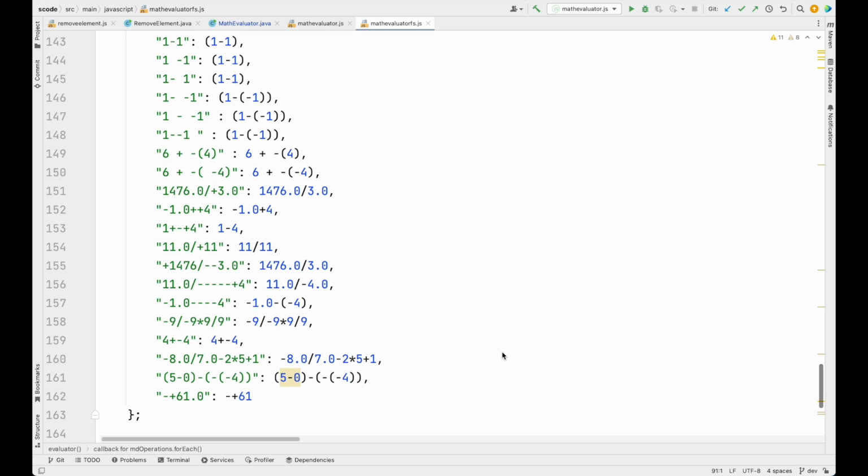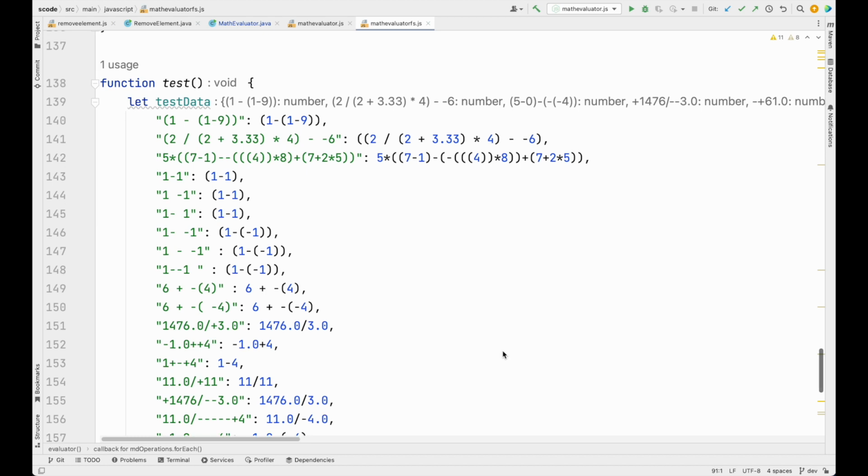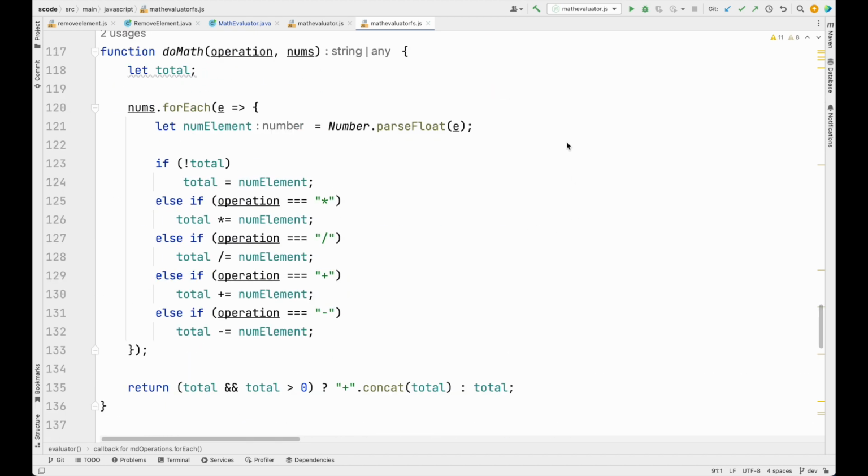And I think these are very good test cases to take a look at to see what's expected of your function, of your calculations. So let's go ahead and start from the very bottom, going from the bottom up, starting with the do math function.